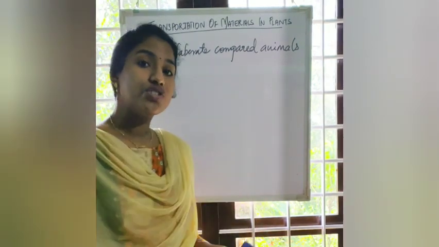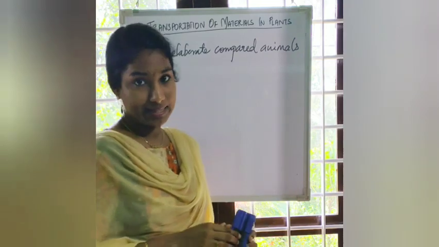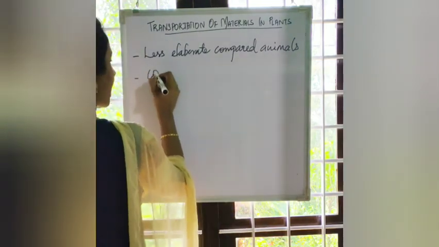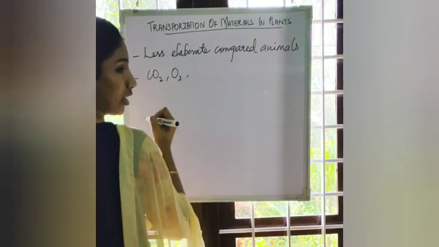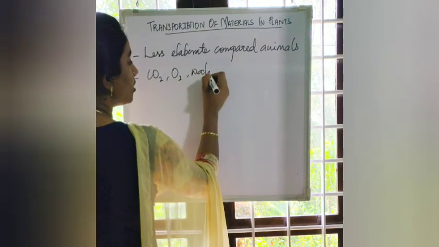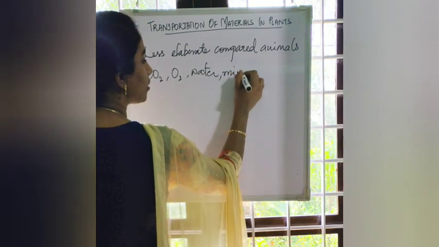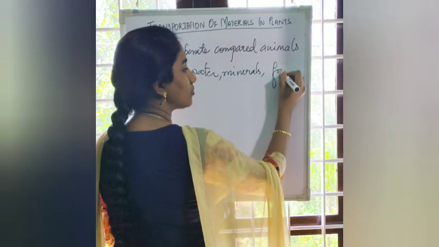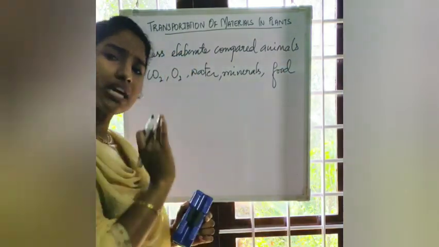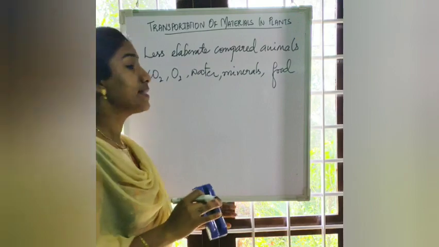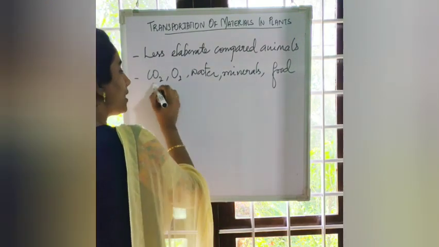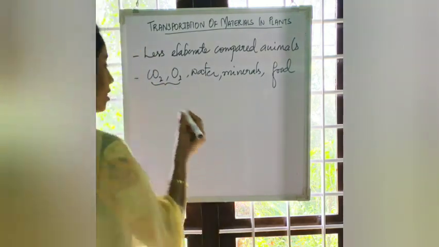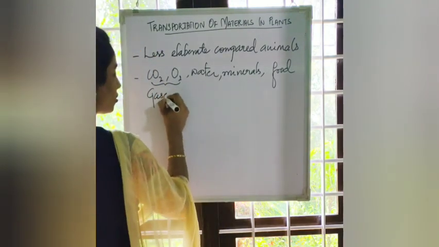So what are the major requirements that a plant has? Some of the major things that a plant requires for its survival are gases like oxygen and carbon dioxide, water and minerals, and organic food. These are the major requirements of a plant for its survival. Carbon dioxide and oxygen are obtained from the atmosphere through gaseous exchange.